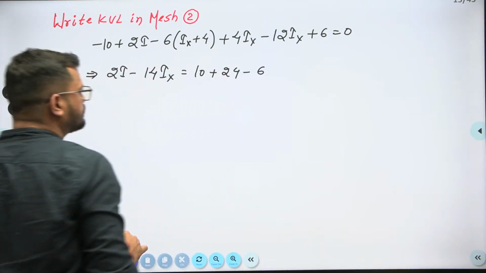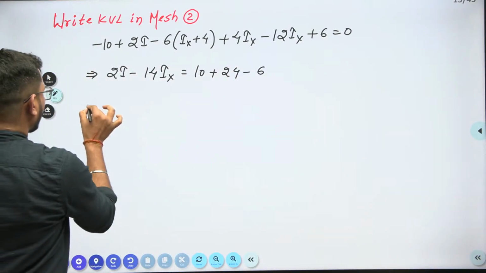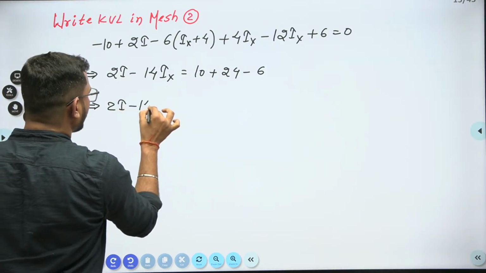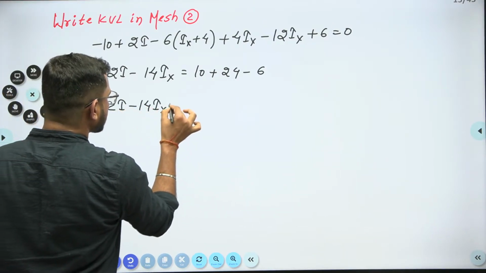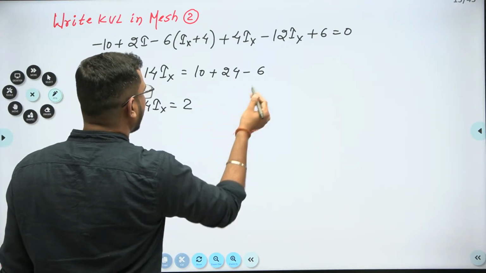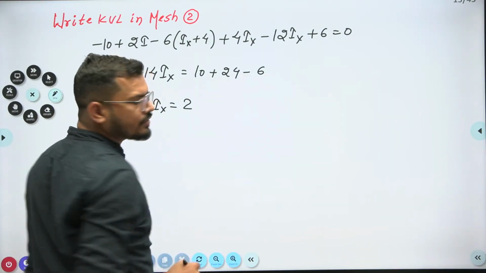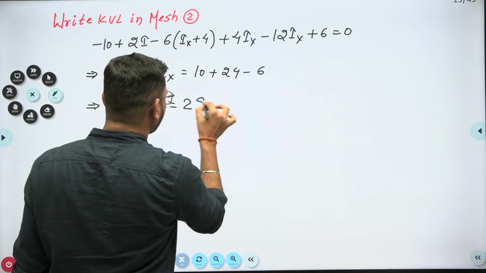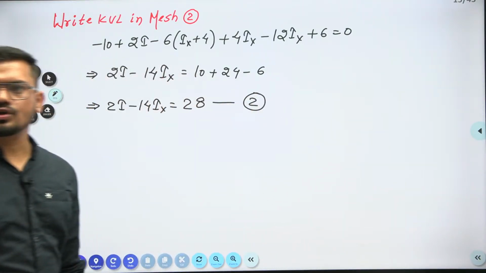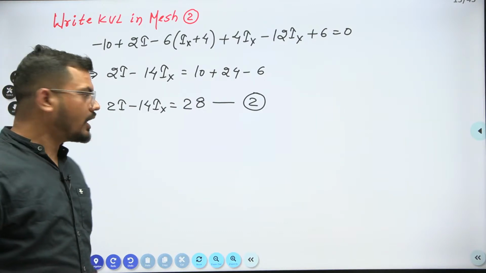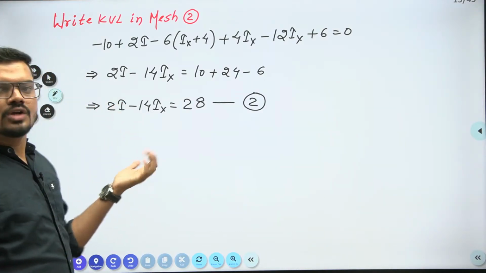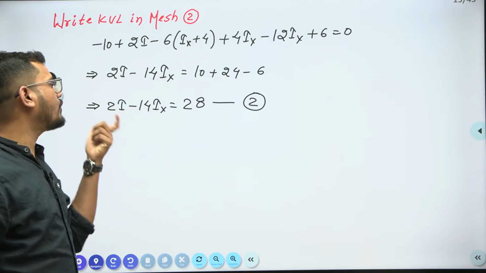Is it clear now? So here we can write 2I minus 14 times Ix is equal to 34 minus 6, which is 28. Is it clear now? And this is our equation 2. Now as we have two equations and two variables, we can easily find the value of I and Ix, guys.